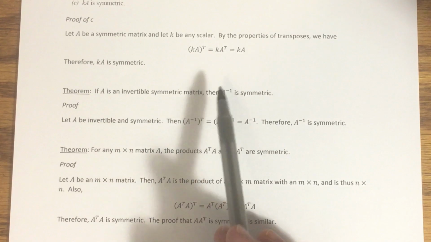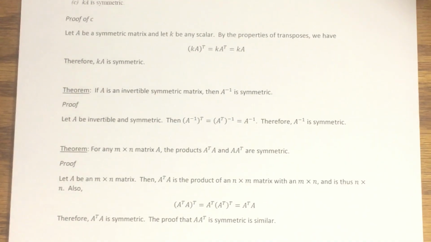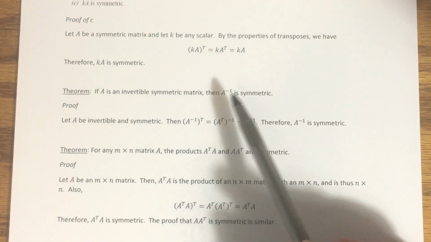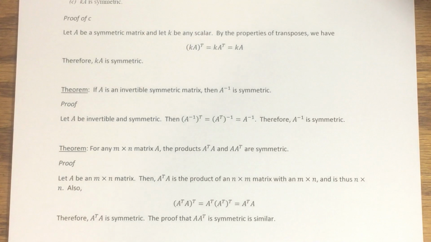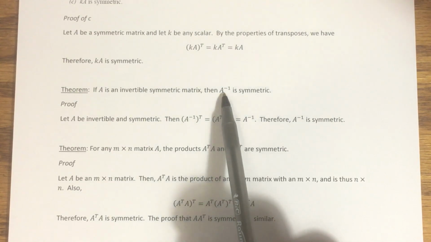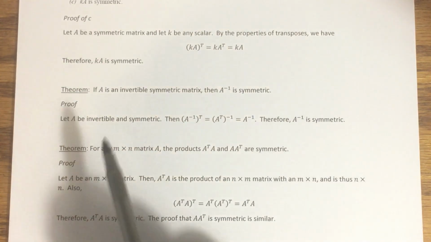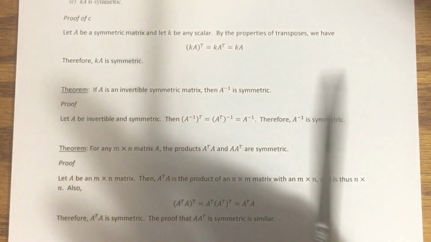And this is an interesting property. In order to show this, remember, we have to show that the transpose of A inverse is equal to A inverse, right? We're showing that when you take its transpose, it is equal to what you started with. So let's do that. Let's suppose A is invertible and symmetric.